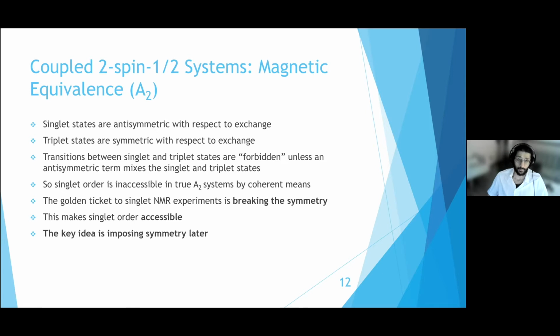And again, going through these basic properties, the singlet is anti-symmetric with respect to exchange. Triplet states are symmetric, and the transitions between them are supposedly forbidden to first order, unless you have an anti-symmetric term that mixes the singlet and triplet states. And let's say that in true A2 systems, you can't access singlet order by coherent means. Incoherent means is another story. And the golden ticket to any kind of singlet NMR experiment is breaking the symmetry. If you have a broken symmetry, then you can access the singlet order. But the key to this experiment is you have to impose it later.